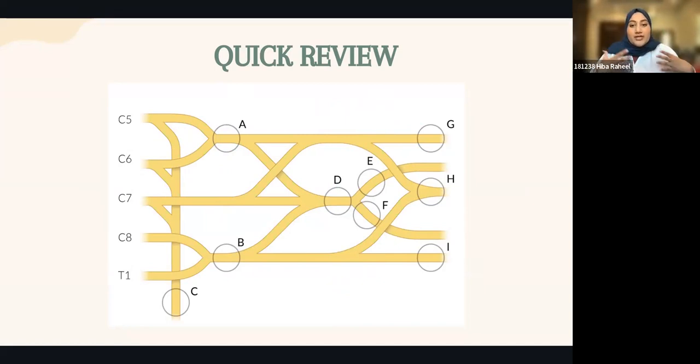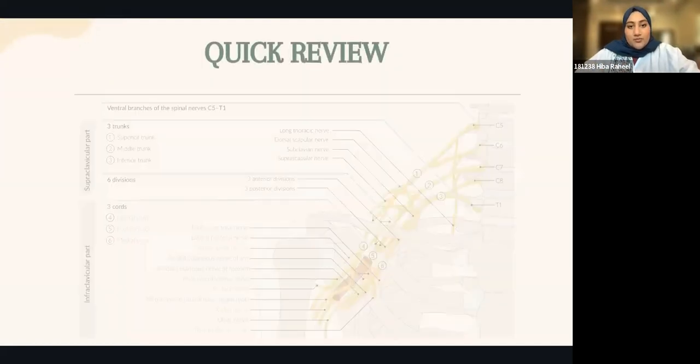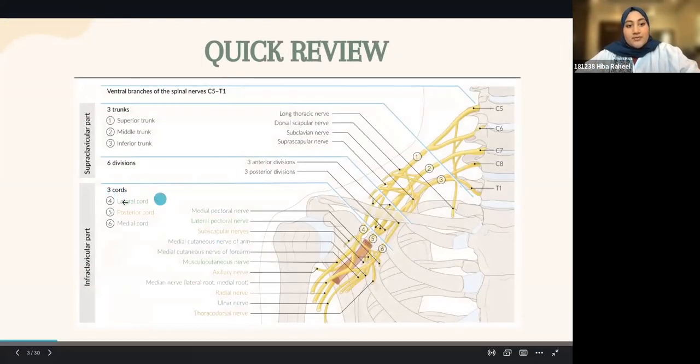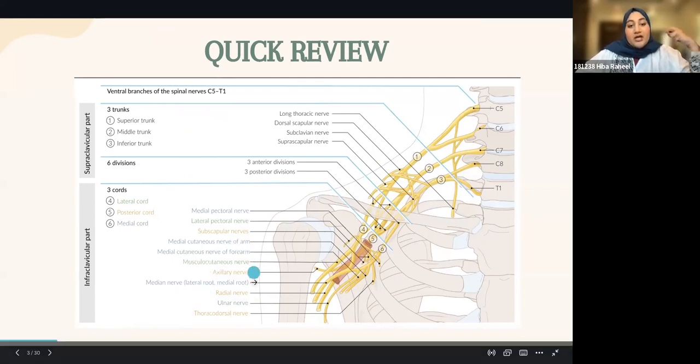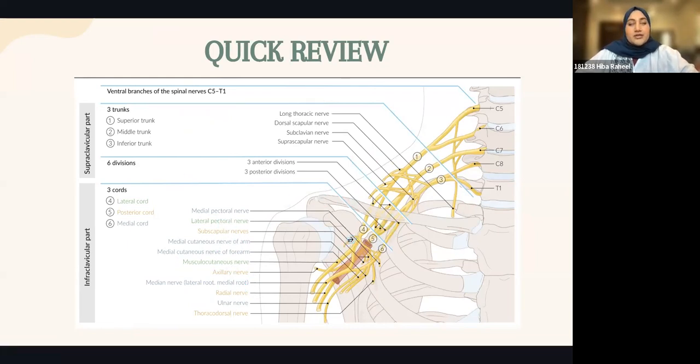Now, here's where I want you guys to answer my questions, okay? So let's go back here. So from the cords, we have the peripheral nerves coming out. So we have the musculocutaneous nerve, your axillary nerve, your radial nerve, ulnar nerve, and then we have a very important nerve, the long thoracic nerve, but it doesn't really come out from the branches. Instead, it comes out from the roots.